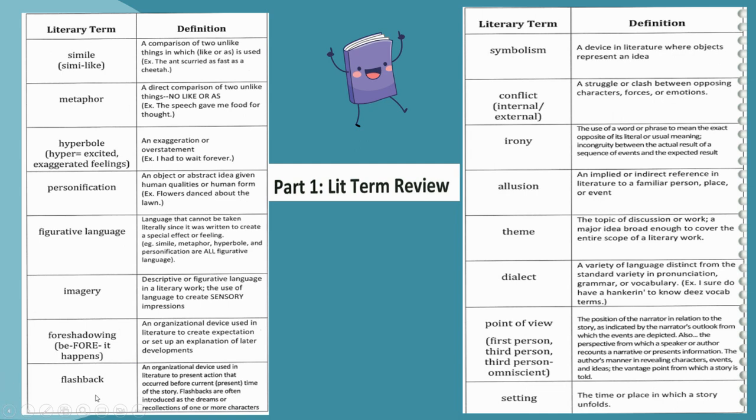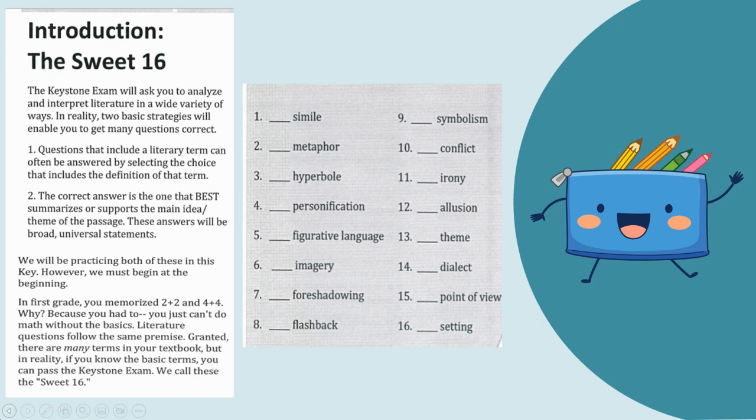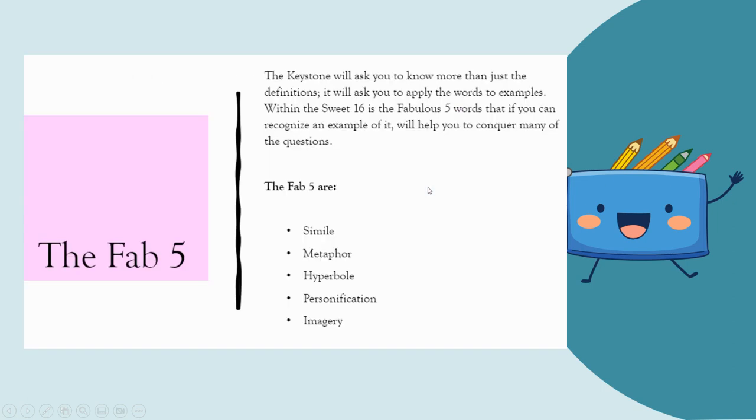So if you don't remember all of those terms or you need to review them, don't worry. That is something that you can definitely do. So in your assignment, you will be breaking down words that you know, words you think you know, and words you need to study. Another really important part of preparing for the Keystone exam is to understand the Fab Five.